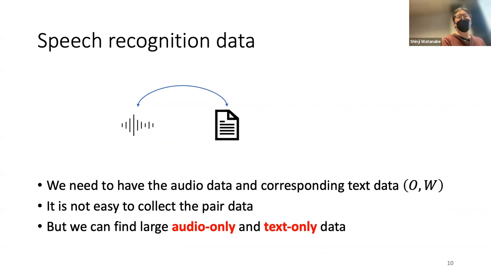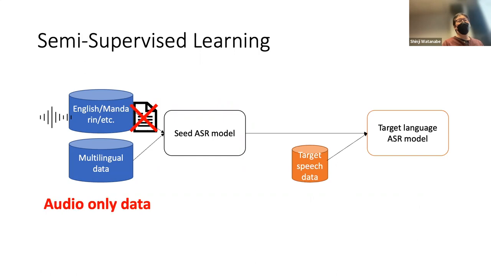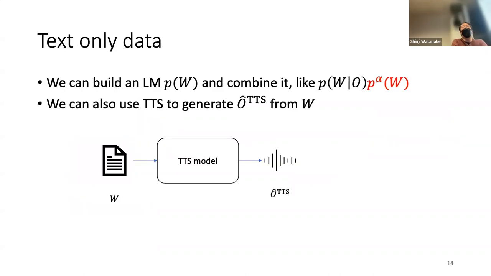So let's try to use this. It's the next target. The original target was supervised learning, but in the audio-only data, we do not have corresponding transcription data, or we do not have corresponding text-only data. So let's start with text-only data, because this is more intuitive, and it has also already appeared in some of my prior lectures. For text-only data, one straightforward approach is just building a language model.